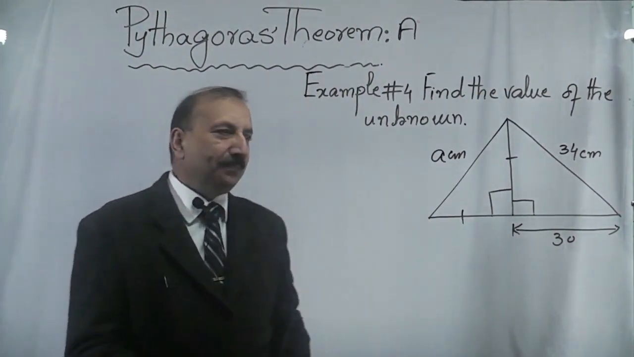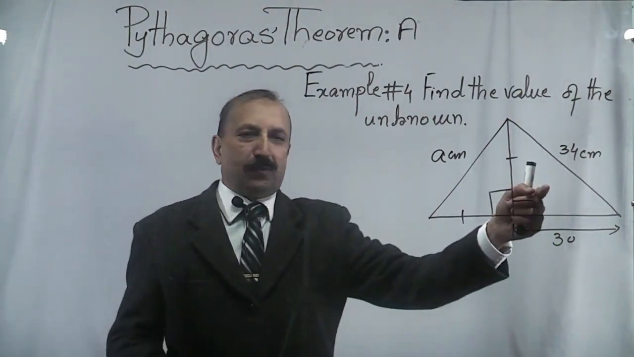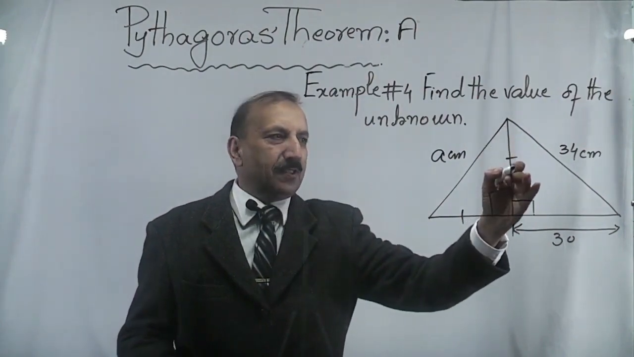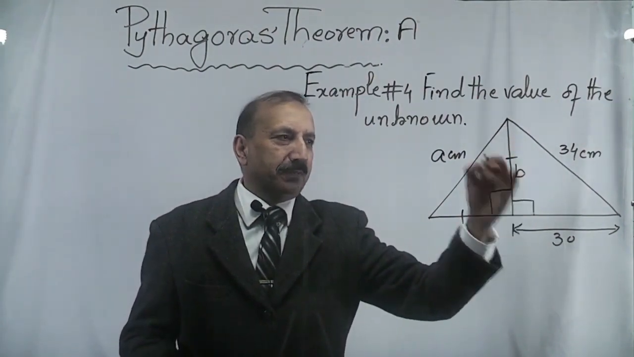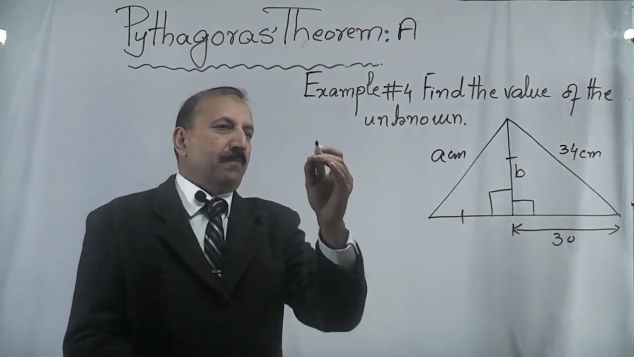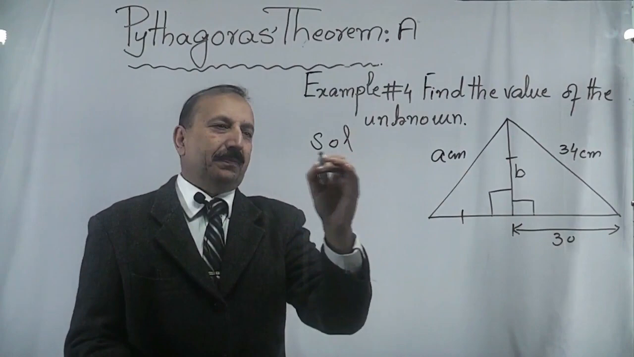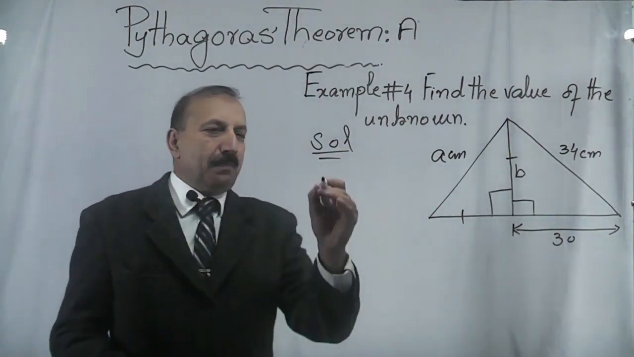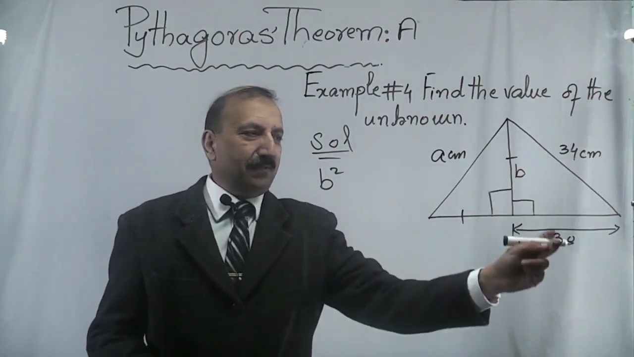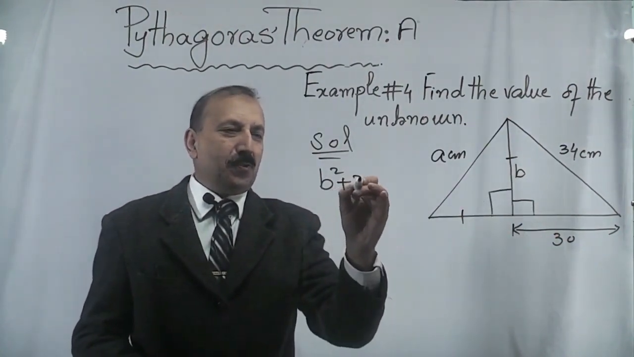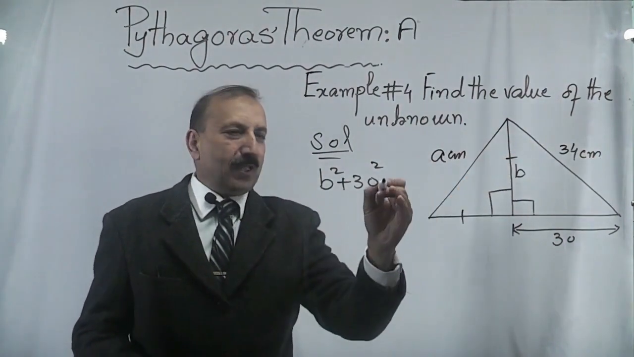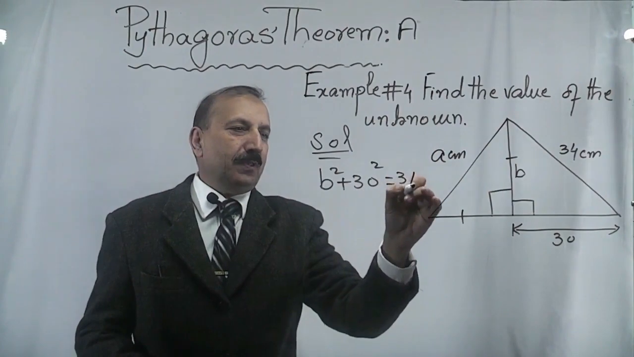Let's work on this one. First of all, let's symbolize this side with an English alphabet. Let's say this is B. It means we are going to find B here in this triangle. So here is the solution. B squared plus 30 squared, one leg here and the other leg here, is equal to the hypotenuse, the longest side. This is equal to 34 squared.